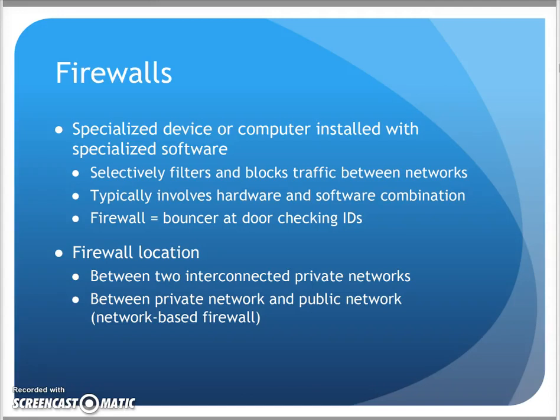All right, CNT125, we're working on Chapter 10. We're going to work on the section on firewalls. A firewall is really just a specialized device. It's kind of like a router that's been beefed up with a lot more capabilities, is kind of an easy way to think of it. It can selectively filter and block traffic between networks, and usually involves some kind of hardware and software combination. The firewall ends up being basically like your bouncer at the door checking IDs. That's kind of the concept behind this.